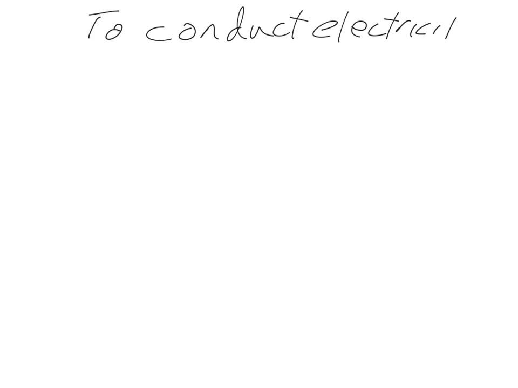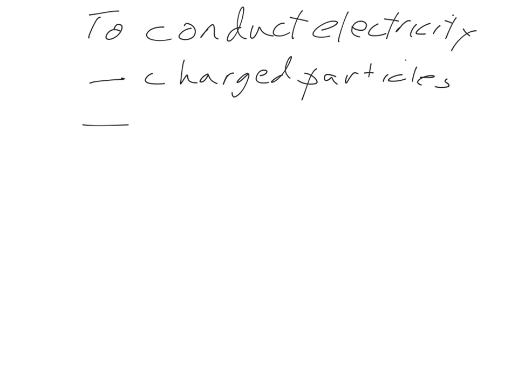Now, the subject of today's lecture is the behavior of different substances in an aqueous environment. Before we can discuss specific substances, we want to talk real quickly about what has to happen in order for something to conduct electricity. To conduct electricity, a substance has to have charged particles, and those charged particles have to be capable of movement. They can't be fixed in place.